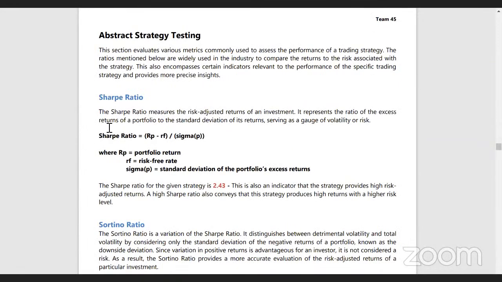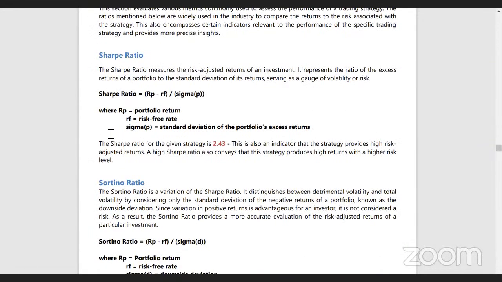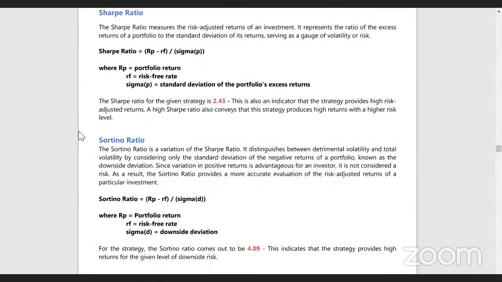Okay, now in the abstract strategy testing portion of the report, we have evaluated the performance of the trading strategy on various commonly used metrics. We shall first be looking at two ratios, namely the Sharpe ratio and the Sortino ratio, which are both measures of the risk-adjusted returns that the strategy provides. The Sharpe ratio comes out to be 2.43 and the Sortino ratio comes out to be 4.09 for this strategy, both indicating high levels of returns for the given level of risk.